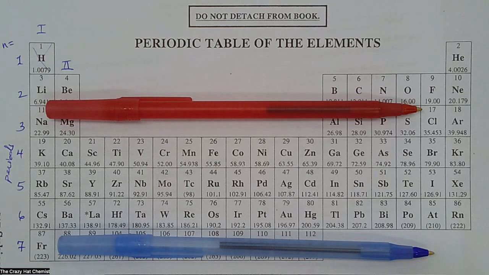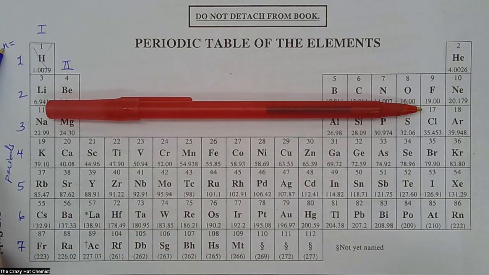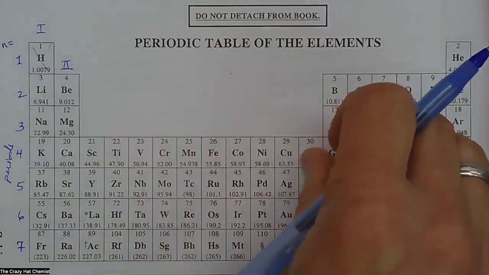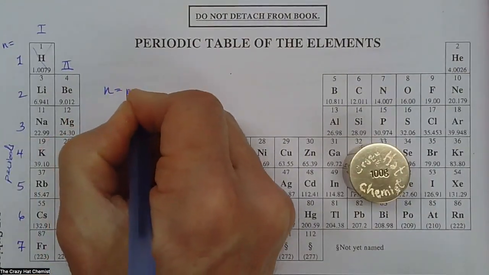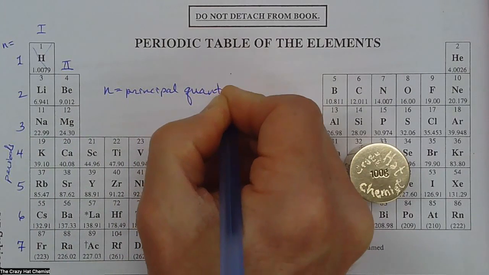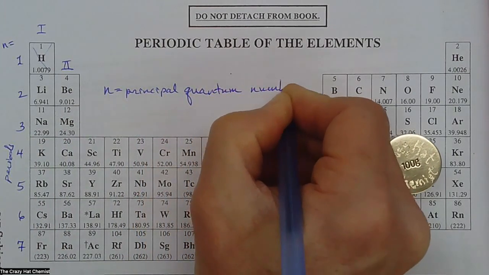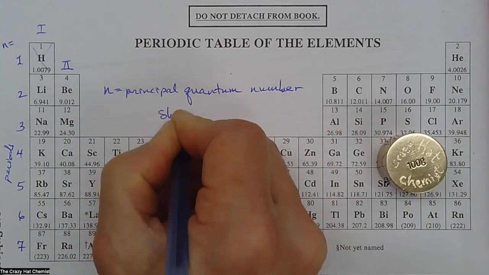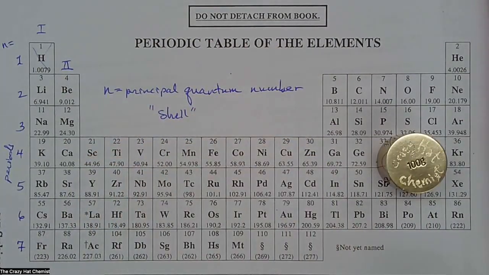The size increases because of the increase in principal quantum number, that is n, that's our n, and that is also known as the shell. So n is equal to the principal quantum number, and this is the shell. So maybe you might hear your instructor talk about this. It's called the shell, which is a reflection of the increasing average distance of the atomic orbital from the nucleus as the principal quantum number n increases.